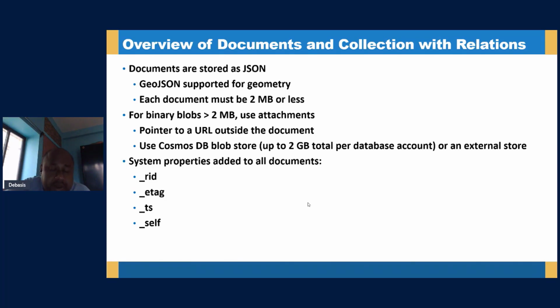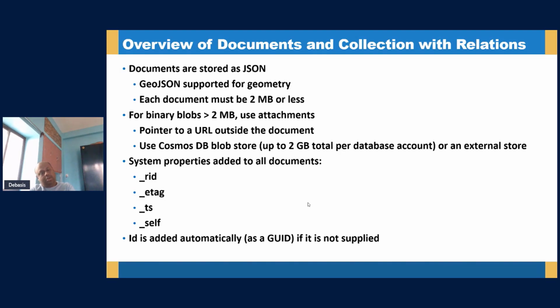TS is basically for the timestamp. That means at which time this record was inserted or modified, so it maintains the last edited time. ETag, or entity tag, is like an internal ID. And for RID, whenever we insert a record, Cosmos automatically inserts an ID field value, in GUID type format, within that column. So ID is automatically added as a GUID if it is not supplied.